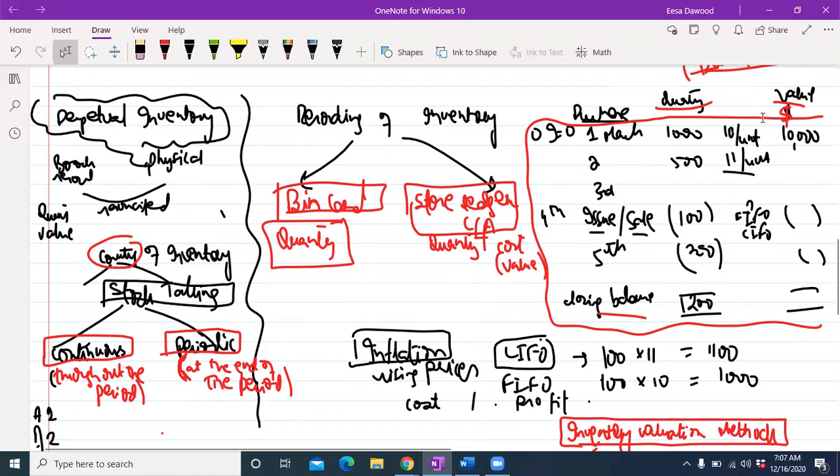So at the time of issue, there will be items in the inventory at different prices. Just like here, I told you on 1st March we received 1000 at 10 and on 2nd March we received 500 at 11. Now on 4th March, if we want to issue 100 units, the problem arises whether we issue at the latest price, the oldest price, or on the average price of both, right? And the price at which we issue the material will have an impact on our profit.